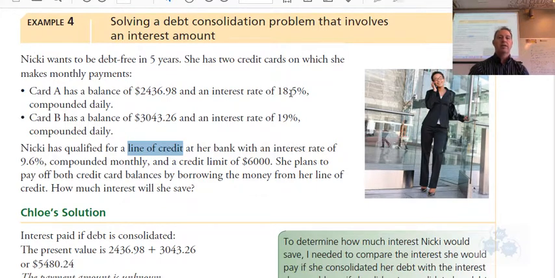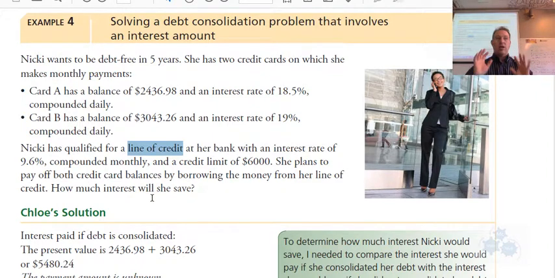So check out these interest rates right now, right? And check out this interest rate, all right? It's compounded monthly. It has a credit limit of $6,000. So she plans to pay off both credit cards by borrowing the money from her line of credit. How much interest will she save?